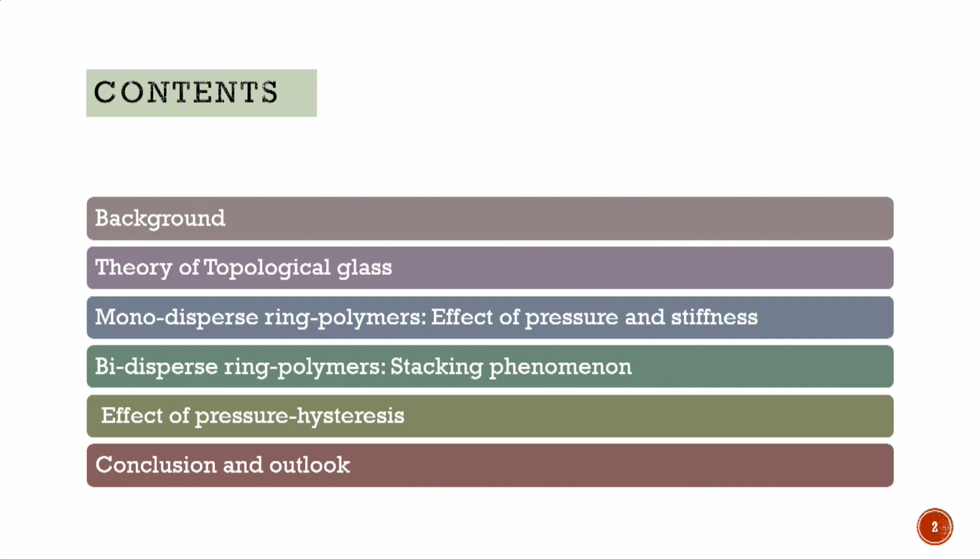This is the summary of my slides. I start with some background on the theory of ring polymers and the theory of topological glass. After that, I will summarize our work on the monodispersed systems, and then we'll move towards the bidispersed systems. Lastly, I will highlight the effect of pressure hysteresis, and then I will end with the conclusion and outlook.